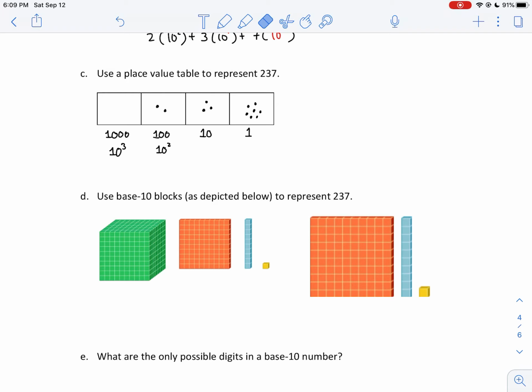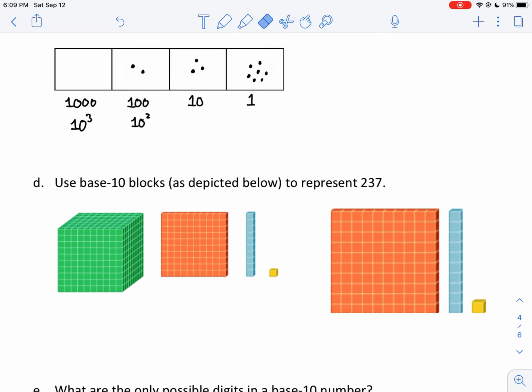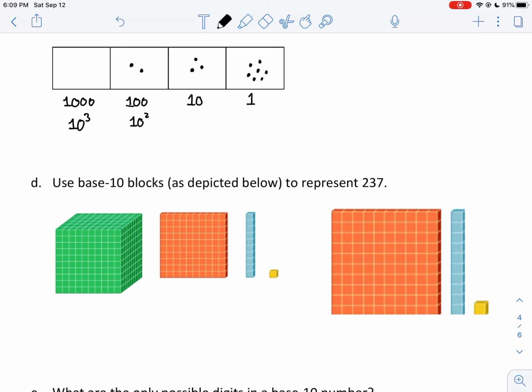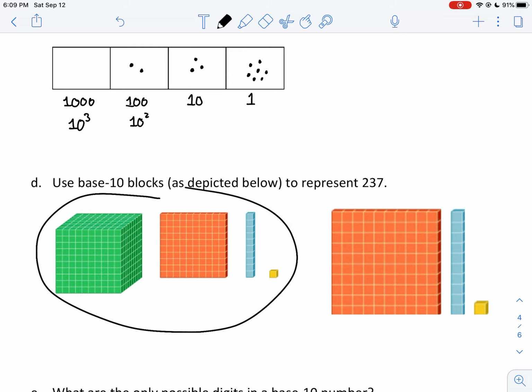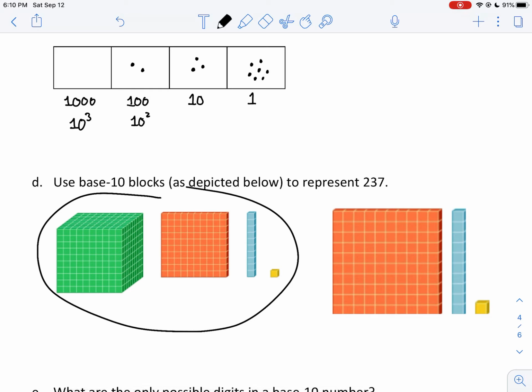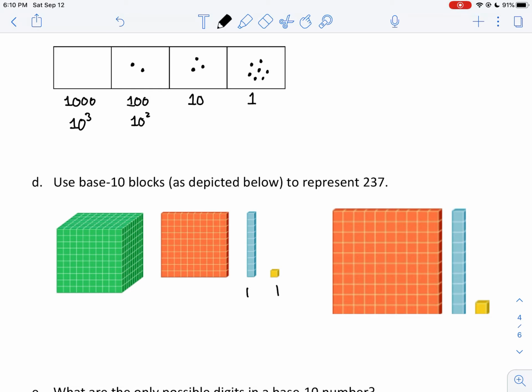Another way to represent the value of 237 is by using these base 10 blocks. Now your notes have just a picture of the basic base 10 blocks. So you have a single box down there that represents 1, then you have 10 in a row, and then you have 10 by 10 that represents the 100, you have 10 by 10 by 10, this represents 1,000. So you see these blocks form visual, quantitative visuals for how big these numbers actually are.